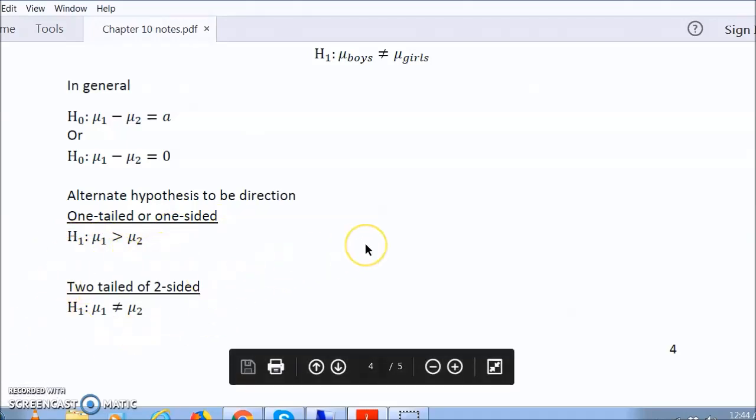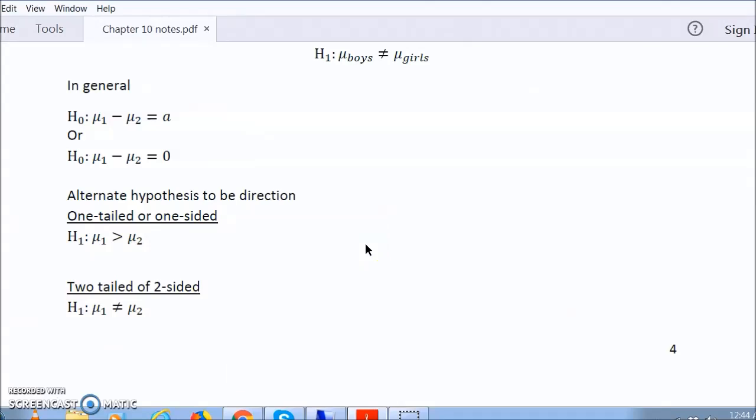Two-tailed or two-sided is when you say that mu1 is not equal to mu2, or mu1 minus mu2 is not equal to 0. That means the height of boys can be more or the height of girls could be more.